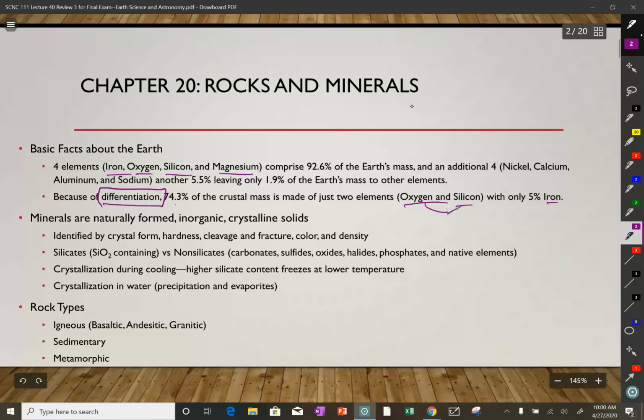Oxygen and silicon combine to give us silicon dioxide, which is the basis for most of our rocks. So we call this silica.